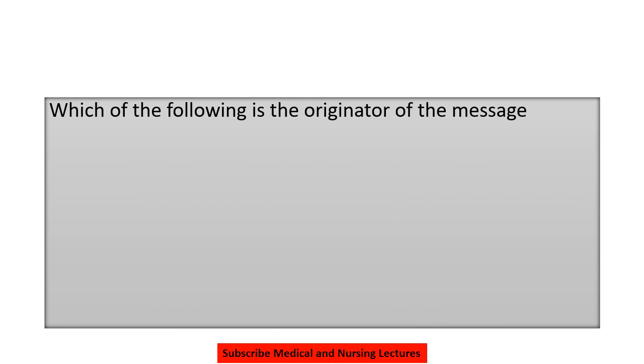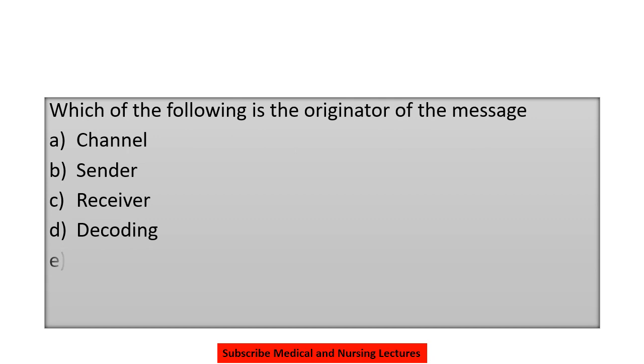Which of the following is the originator of the message? Channel, sender, receiver, decoding, and message. So as we know, a sender is a person who generates a message. So here the correct option is option B.